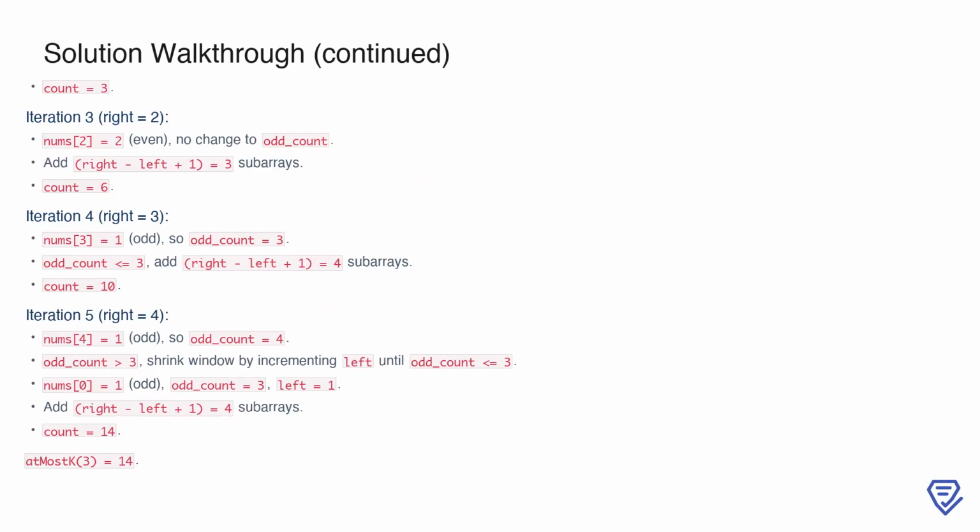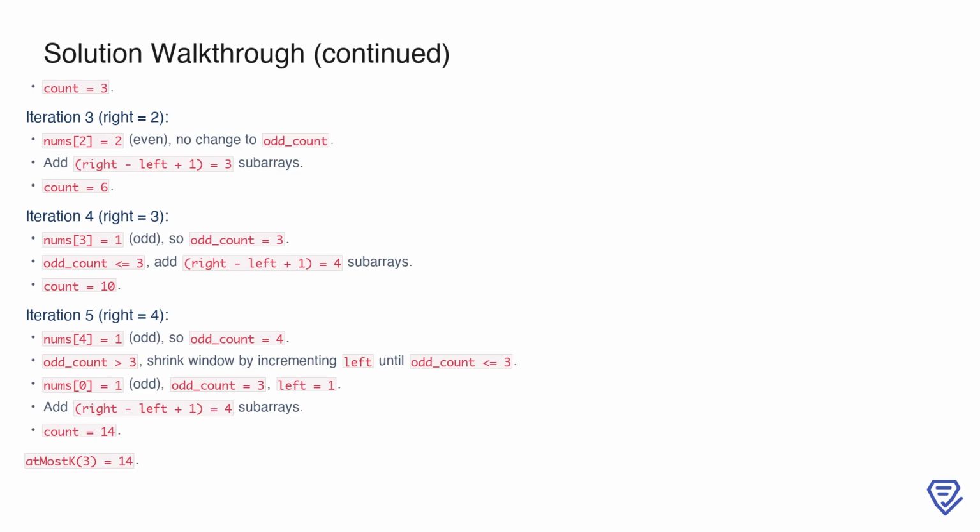Continuing with atMost(3), in the third iteration, nums[2] is 2, an even number, so odd_count remains unchanged. Here, we include all subarrays in the current window, which are [1, 1, 2], [1, 2], and [2]. Adding these 3 subarrays brings count to 6. In the fourth iteration, nums[3] is 1, an odd number, so odd_count increases to 3. Again, odd_count is still within the limit, so we add 4 subarrays, [1, 1, 2, 1], [1, 2, 1], [2, 1], and [1]. This brings count to 10.